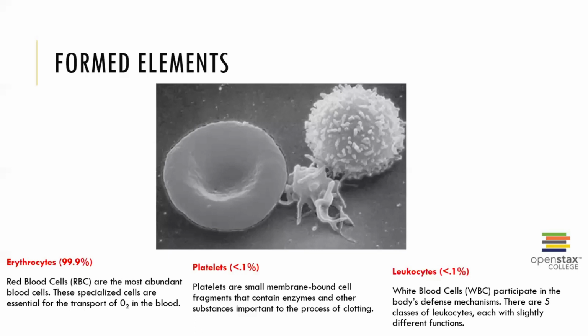So then we get into the formed elements again. As we were talking about earlier, we have red blood cells, platelets, and white blood cells, and here are the fancy words for those. Red blood cells, or RBCs, are called erythrocytes. Platelets are also referred to as thrombocytes, and white blood cells, or WBCs, are referred to as leukocytes. The composition of those cells in our bodies is 99.9% red blood cells, 0.1% or less platelets, and 0.1% or less white blood cells.